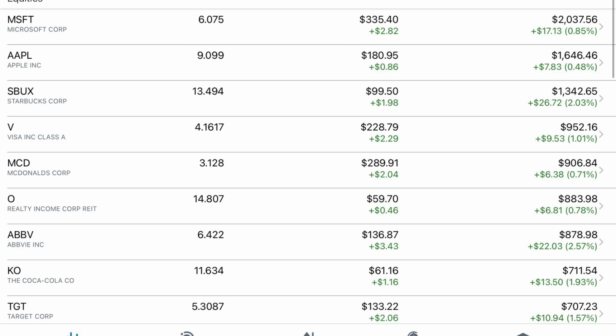Next, we got Realty Income, which makes up $883 worth of portfolio right now. Realty Income's been on a bit of a dip recently, and this is another position in my portfolio that I am looking to add to right now. I think it is at an attractive price.